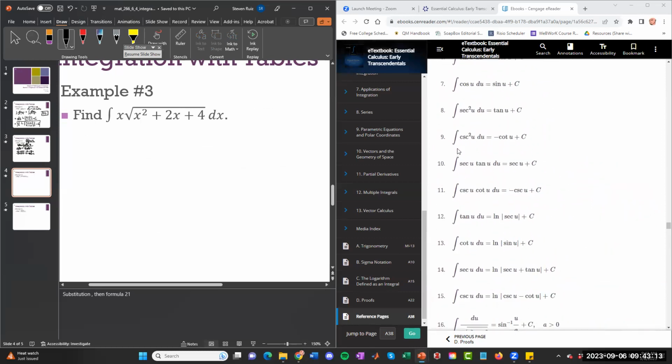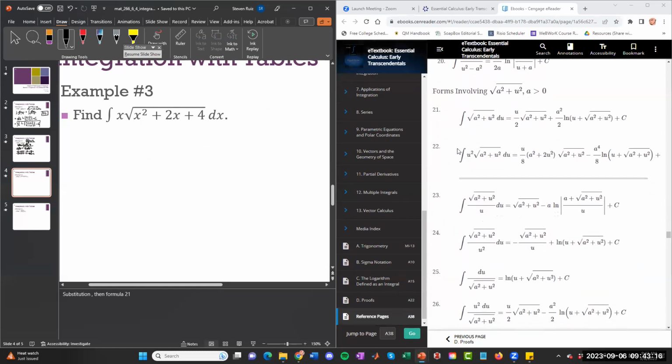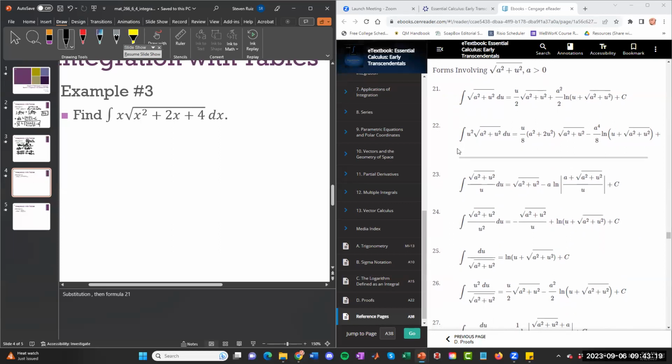Outside of the ones that are called basic, which not all of them are super basic, how about this section? Things involving the radical a squared plus u squared. Does it seem like we're going to find what we need in there? Maybe. So this one, I'll tell you, we are going to use Rule 21. It's probably not obvious that that is the one we're going to lean on, but that's the one we're going to use.